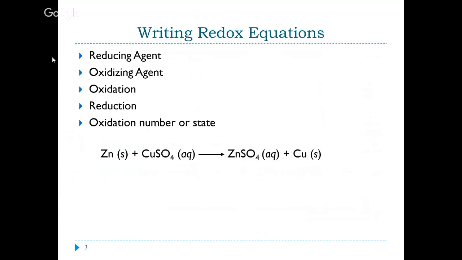Here we see a single replacement reaction. Zinc is replacing copper: zinc plus copper(II) sulfate gives us zinc(II) sulfate plus copper. We need to recognize what the charges on these substances are and what's happening. We can look at another single displacement where copper replaces silver in silver nitrate to form copper(II) nitrate and solid silver.